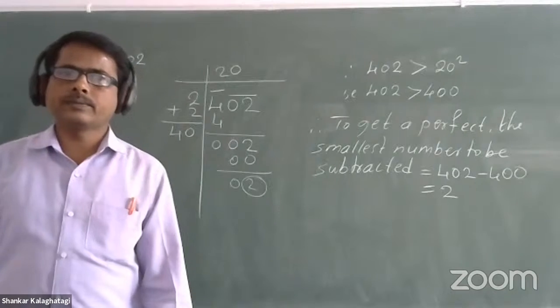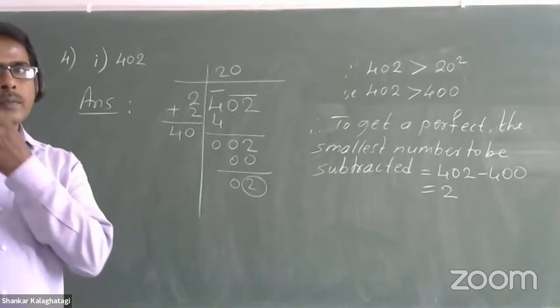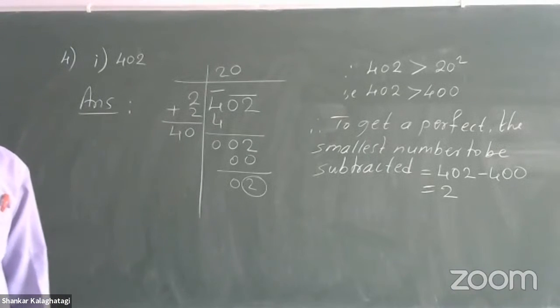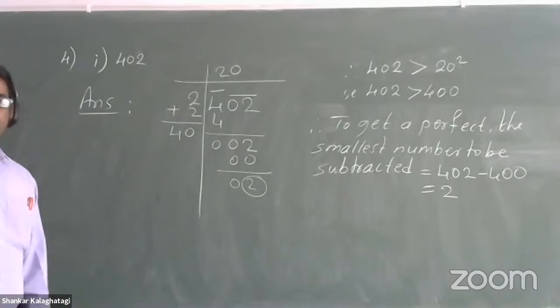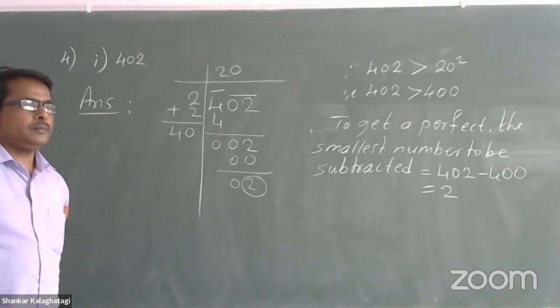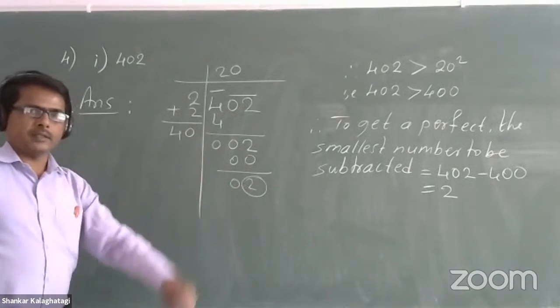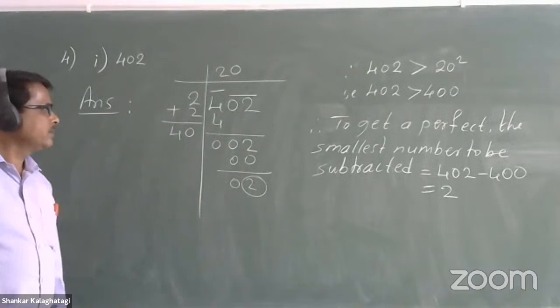Students, have you understood? Say yes or no. Yes, sir. Understood. Very clearly have you understood? If any of you have doubt, ask me. This remainder is extra. This should be subtracted. If you subtract this, it becomes 20 square. Understanding or not?